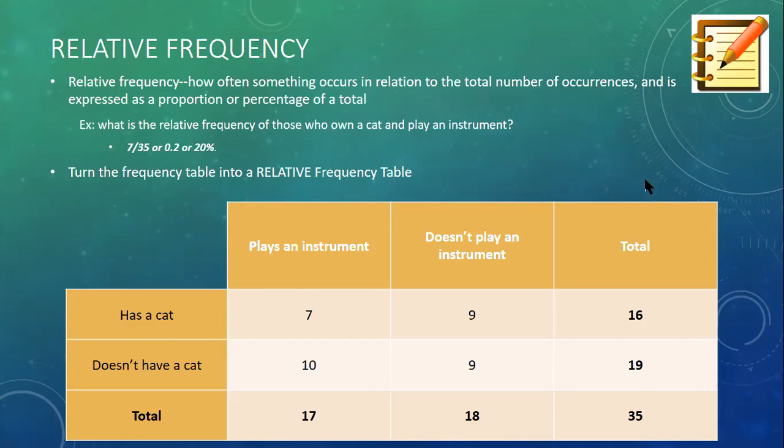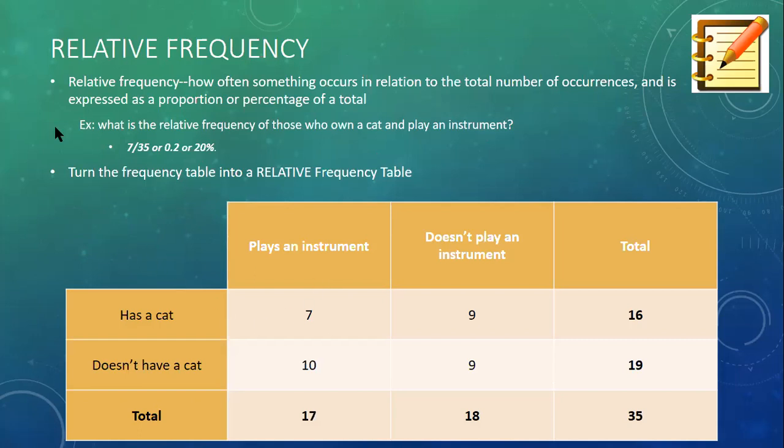With a relative frequency table, we look at how often something occurs in relation to the total number of occurrences. So we're looking at the comparison of how often a specific situation happened compared to the number of observations that we did, or the number of occurrences total, okay? And it's usually expressed in a proportion, aka fraction, or a decimal or percentage, right? So we can get it in a decimal form and then turn it into a percent form.